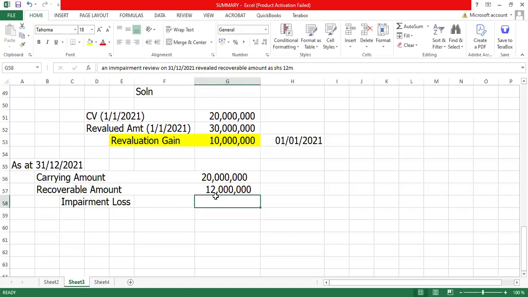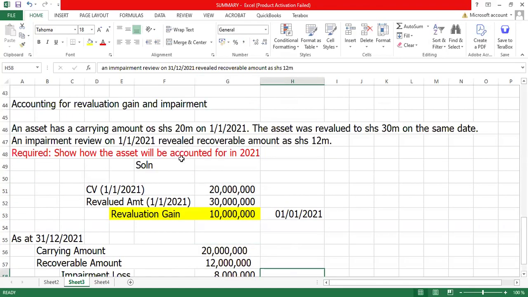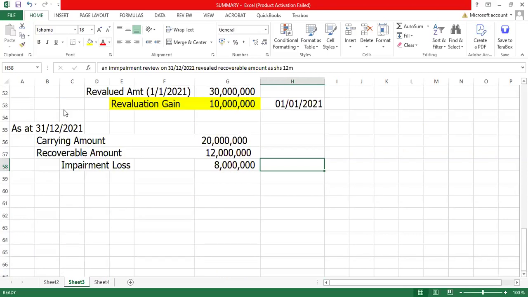The impairment loss of how much? 80 million. Oh. The impairment loss of 80 million. Okay, so what do you do if you find that you have that scenario in the question? You have the carrying amount, you have the revalued amount, you have the recoverable amount. What do you do?